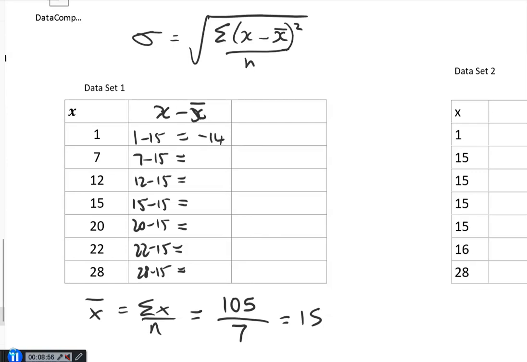Okay, so that's negative 14, negative 8, negative 3, 5, 7, and 12.